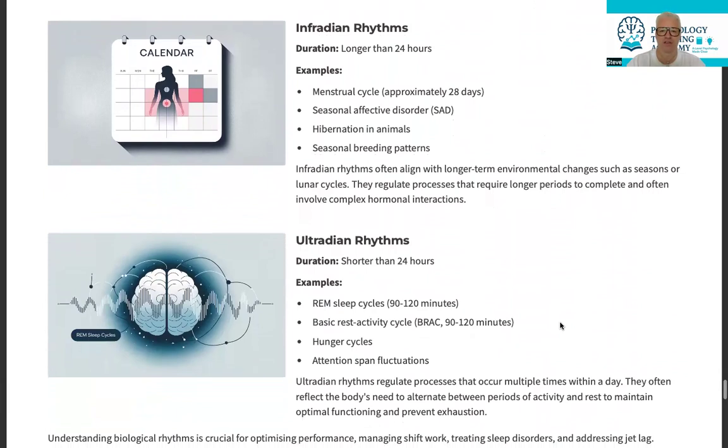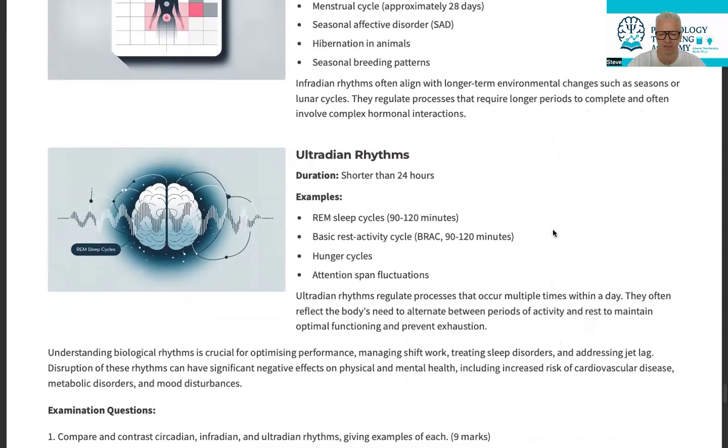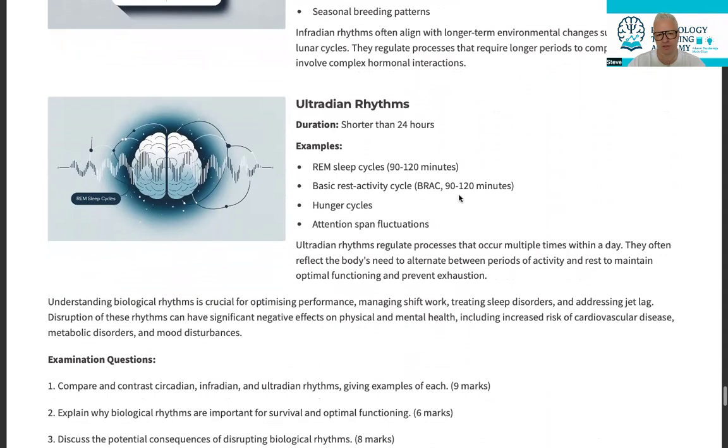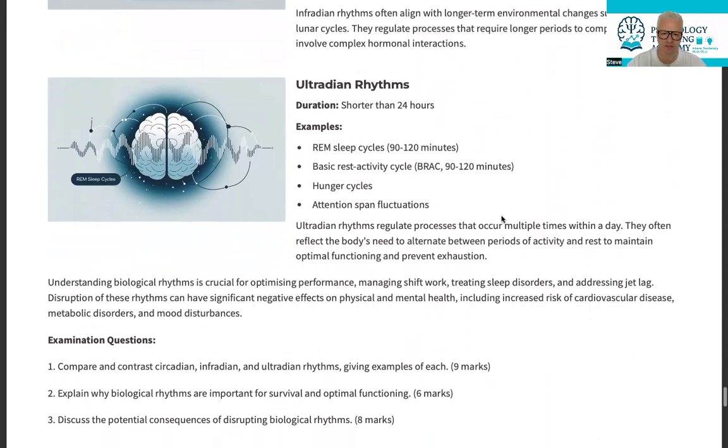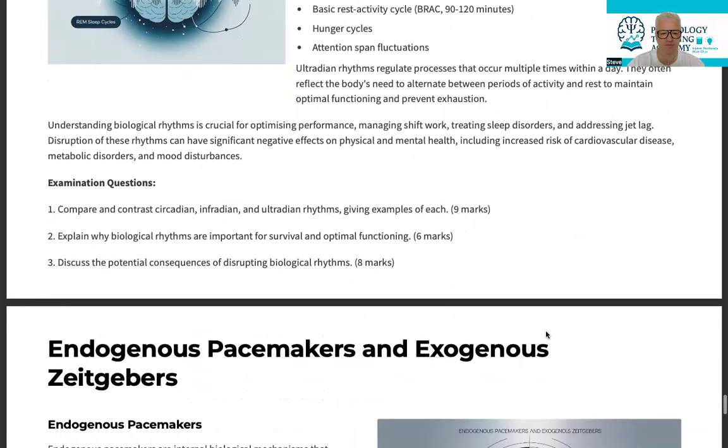Infradian, menstrual cycles or hibernation, longer than every 24 hours. That's what they are. And ultradian rhythms are sleep stages. You tend to go through different stages. So you get REM, and then you get 90-minute cycles of these, maybe 3 or 4 times a night. So these are the sleep stages that people go through, less than 24 hours. But if you're doing AQA psychology, they've taken this out now, I think.